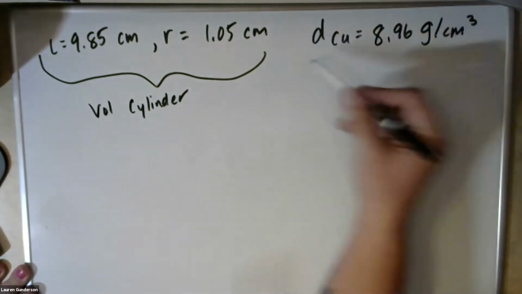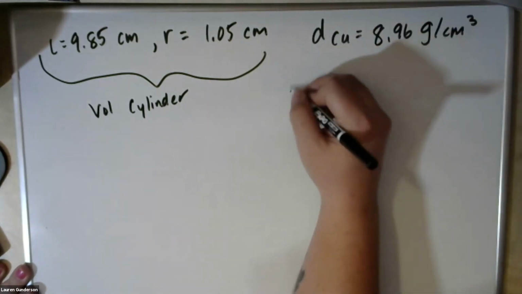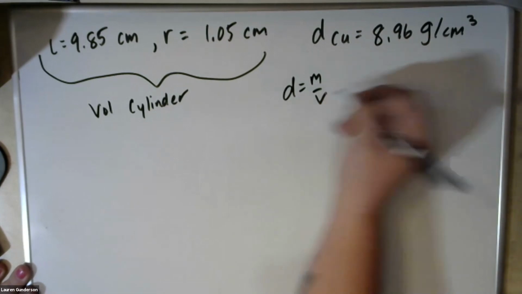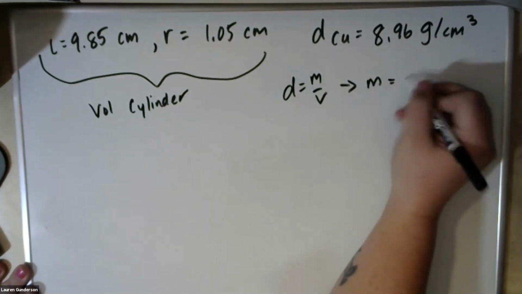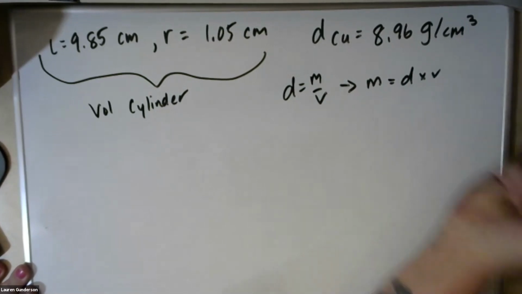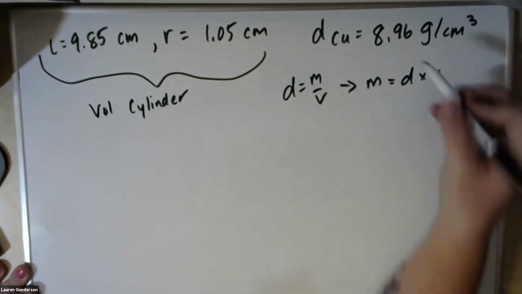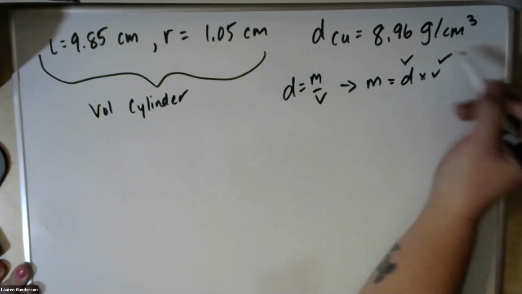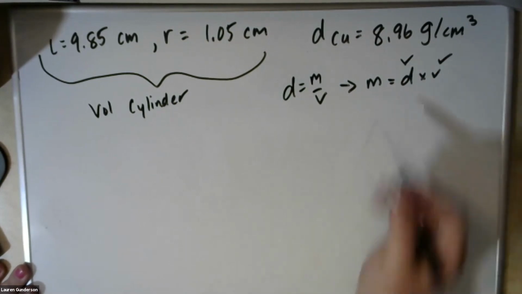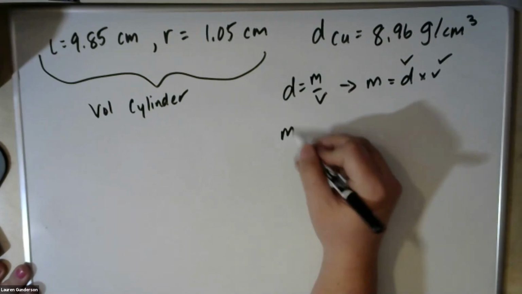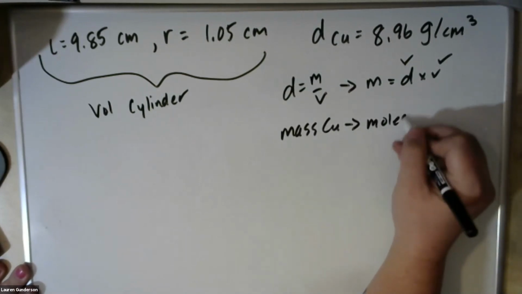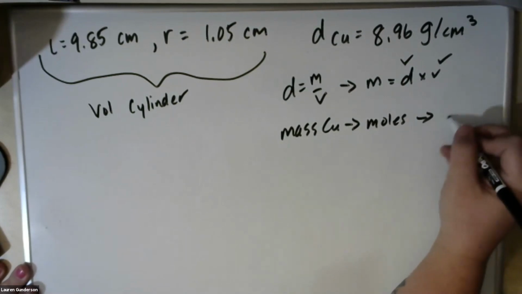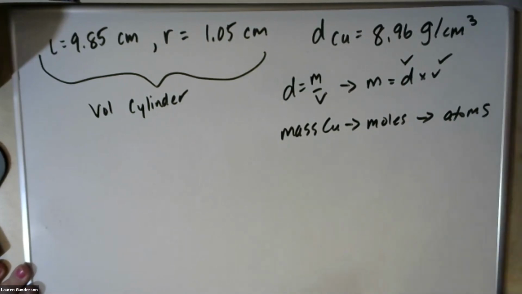Once we have the density of the copper, and we know that density equals mass over volume, that means that we can find the mass of the copper by taking our density and multiplying it by the volume. So we already have the density value. Once we have the volume value, we'll be able to find the mass. Once we have the mass of the copper, we can convert it into moles. And from moles, we can convert it into atoms. So that's our plan of attack here.